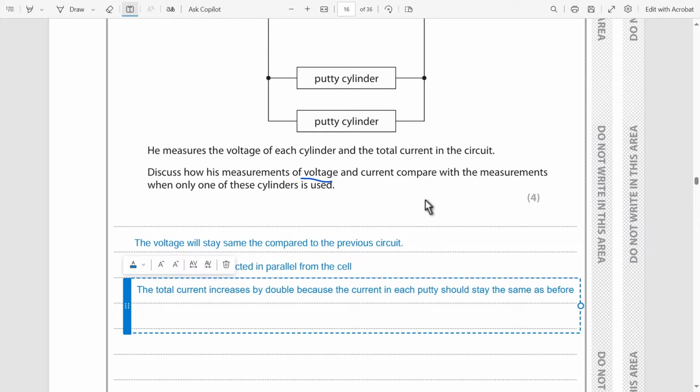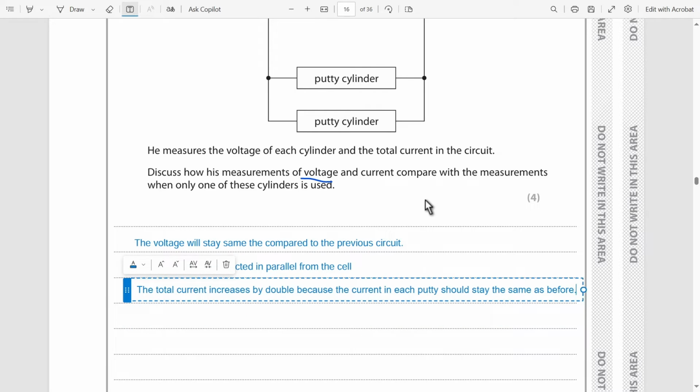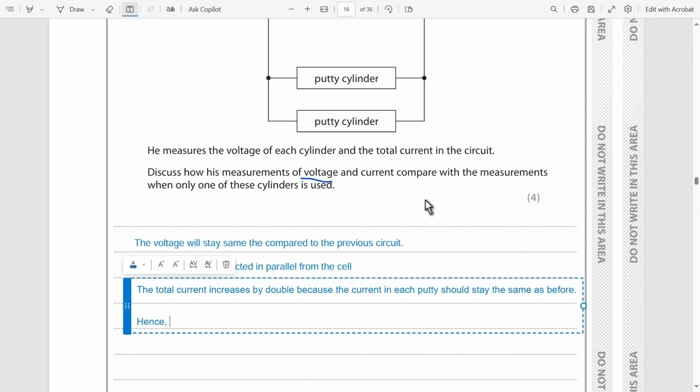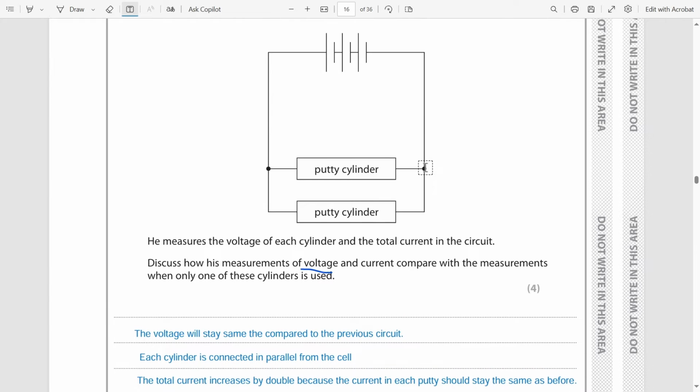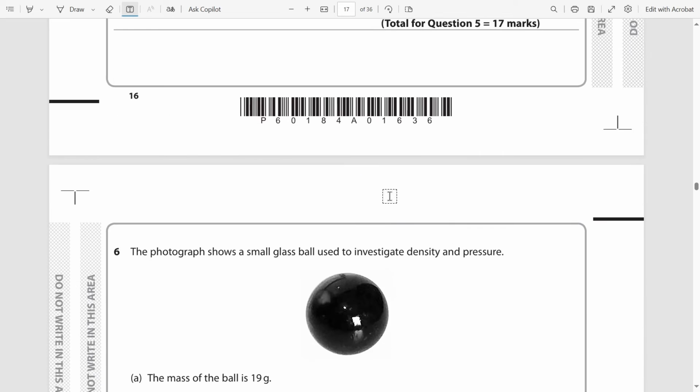So we should put hence. I like putting hence. Hence the currents in the putty cylinders will add together. So if we had a third one, guys, in parallel as well, then it would thrice it, basically. It's pretty cool.